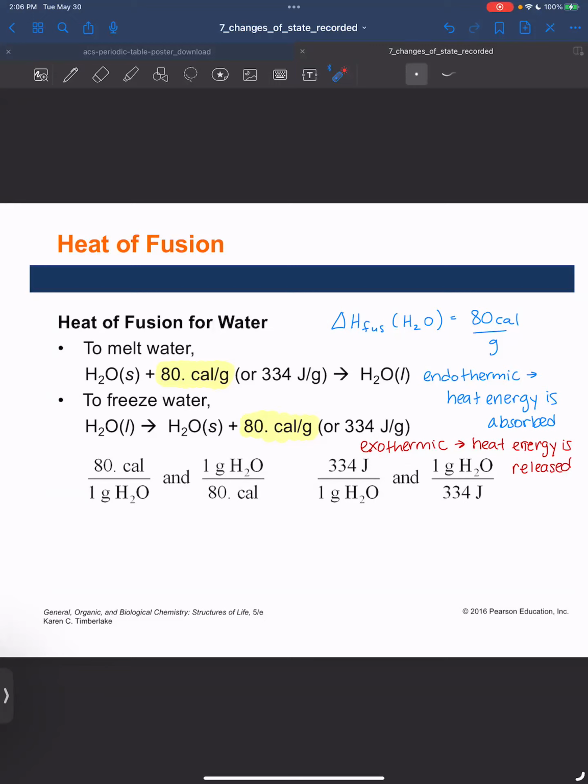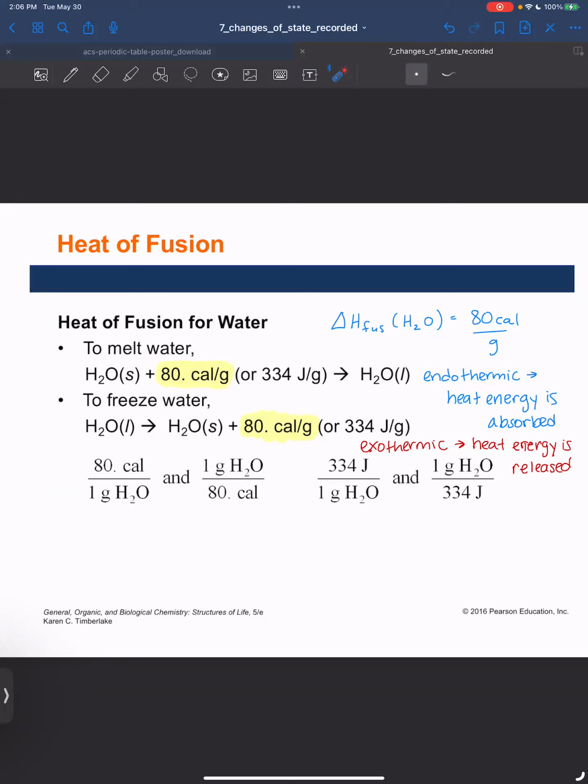And we will discuss more of that later, but for right now, if you see heat energy on the left side of the arrow, meaning that it has to be absorbed, then it's an endothermic process. If you see it on the right side of the arrow, then that means the heat energy is released. So that's an exothermic process.